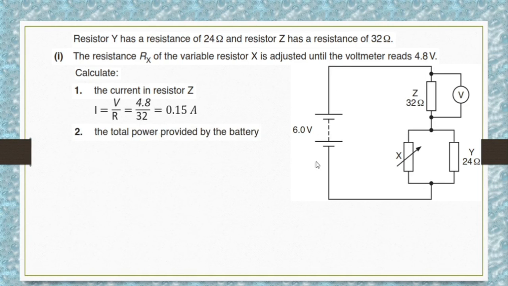The total power provided by the battery, you can just use this 6 volts multiplied by the current flowing, because P is equal to V times I. You can also use the other equations, I squared times R or V squared over R, but I'm going to use this one because this is the easiest. 6 multiplied by the current flowing is 0.9 watts.